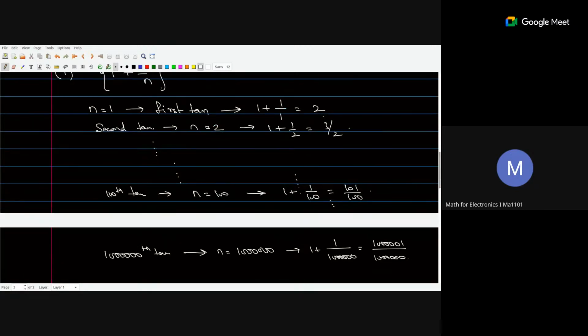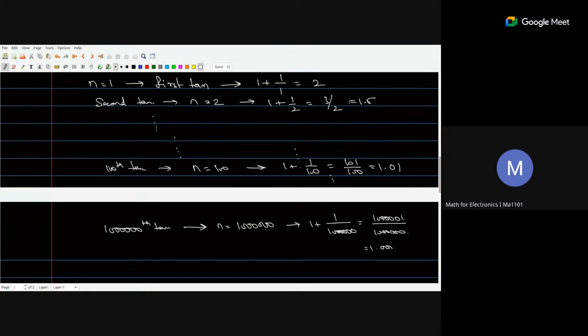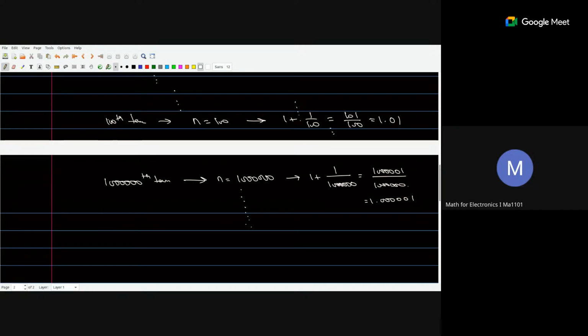It started from 2, and this is 1.5, and this is 1.01, and this is 1.00001. So if I talk about some 1 billionth term, it will be somewhat 1.0000001, somewhat like this. As this n keeps on increasing, and as n is going very near to infinite, it can't take infinite. Okay, it's like this: 1 millionth, 1 billionth, 1 trillionth.